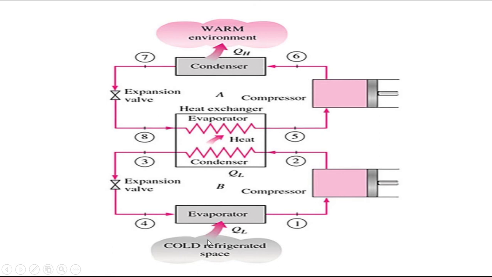So that means this heat from here is rejected to the outside. So here, inside this first heat exchanger, we will be getting a temperature around -10 degrees Celsius, whereas here we can attain a temperature like -70 to -100 degrees Celsius.